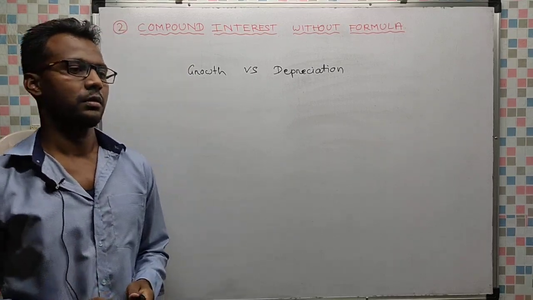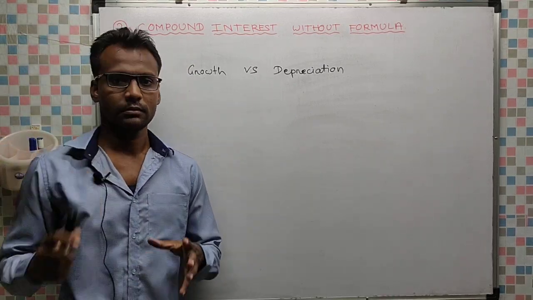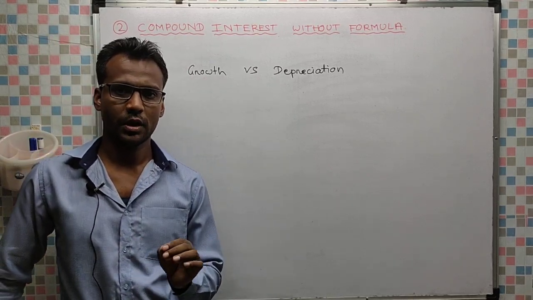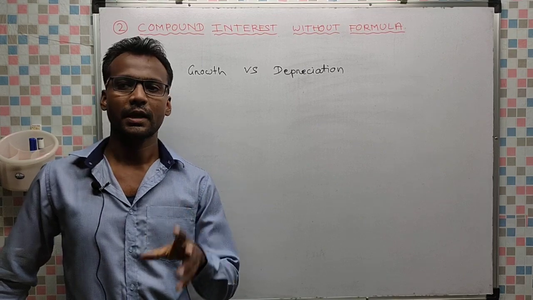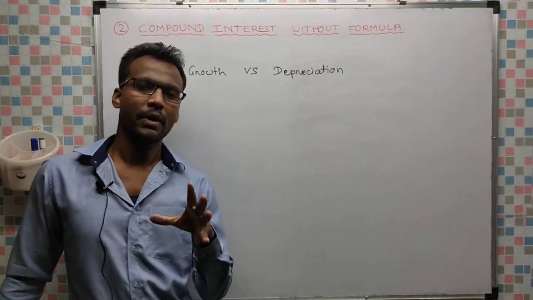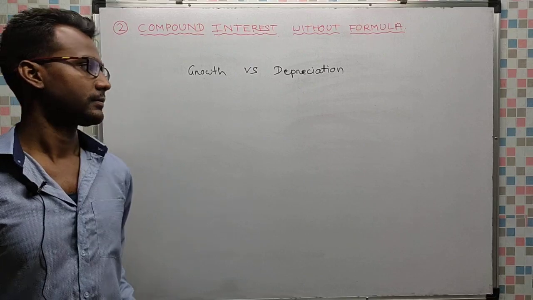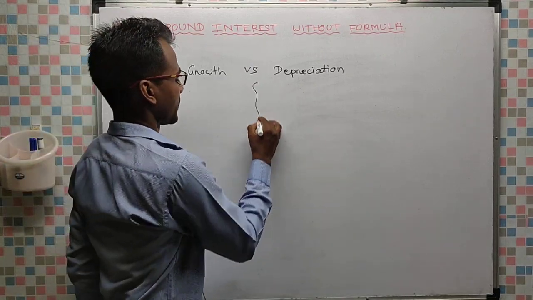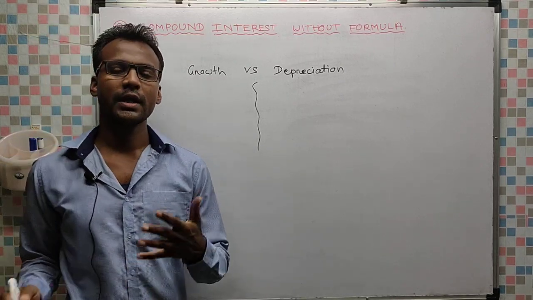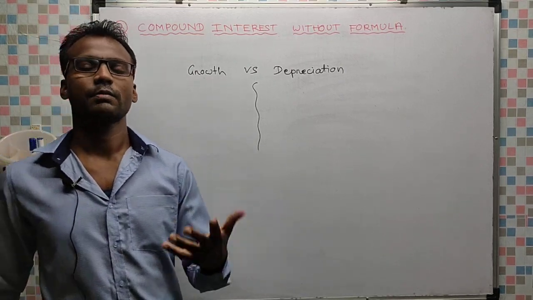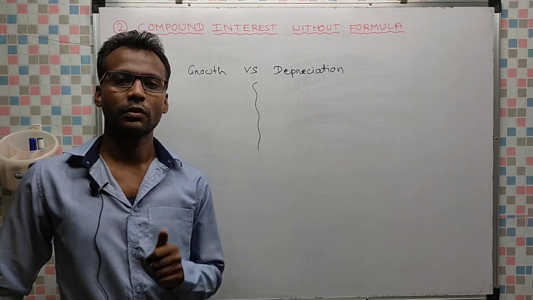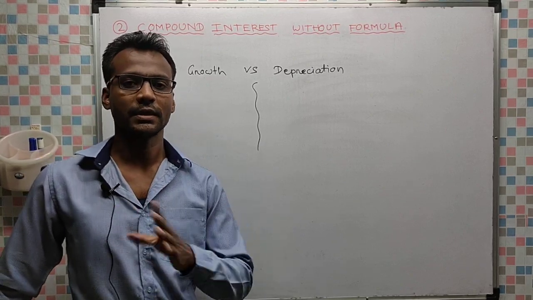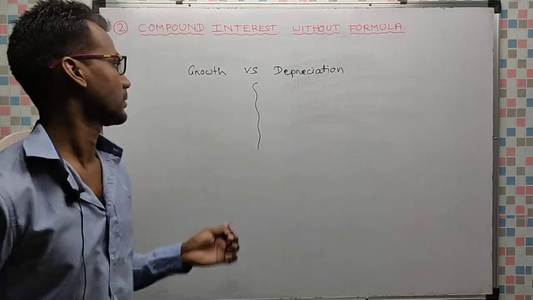For example, if you buy a land today by paying rupees 10 lakh, after 10 years, if you sell it, you will definitely get more than 10 lakh rupees, maybe 15 lakh, maybe 20 lakh, that depends on the value of the land, but it will never decrease. The value of a land never decreases. It is an example of growth.